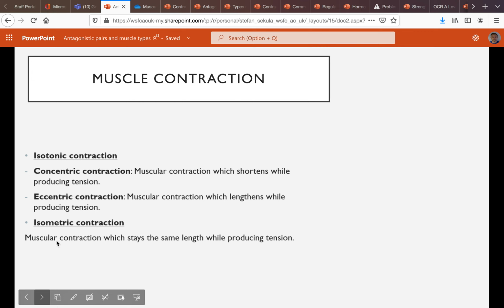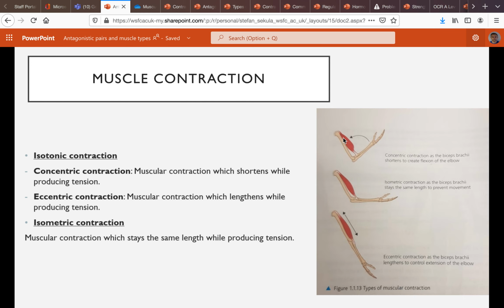A sporting example of an isometric contraction would be a headstand, no movement taking place. The crucifix in gymnastics in the rings, when you're holding yourself in that crucifix position using the rings, that is an isometric contraction, no movement taking place. A plank, no movement taking place, that is an isometric contraction. So here, concentric, shortens under tension. Eccentric, lengthens under tension. Isometric stays the same length under tension.